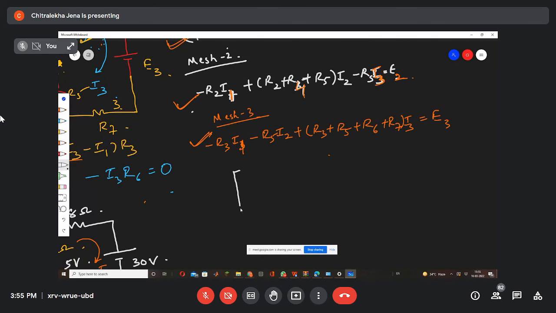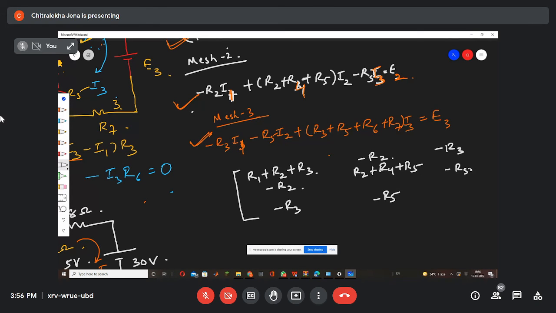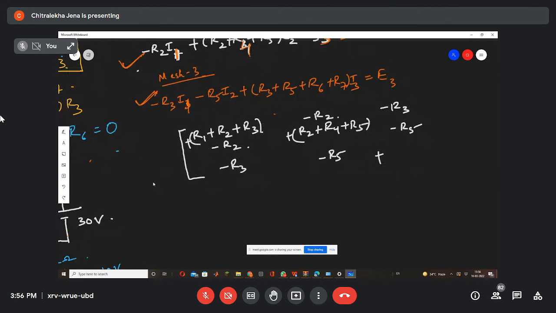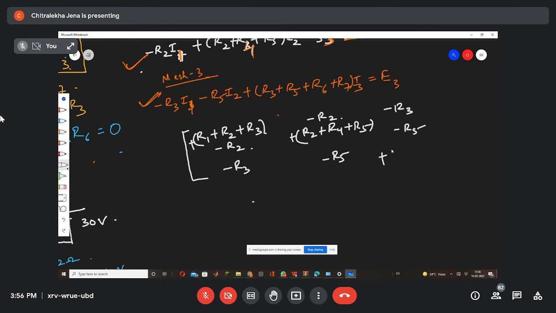the matrix will be R1 plus R2 plus R3. This will be minus R2. This will be minus R3. This will be minus R2. This will be R2 plus R4 plus R5. This will be minus R5. This will be minus R3, minus R5. And this will be plus R3 plus R5 plus R6 plus R7.